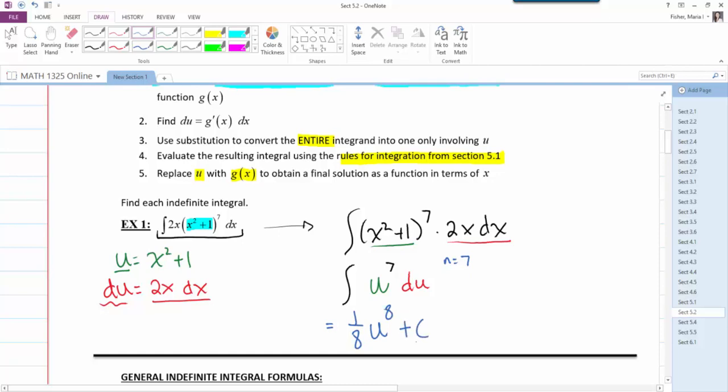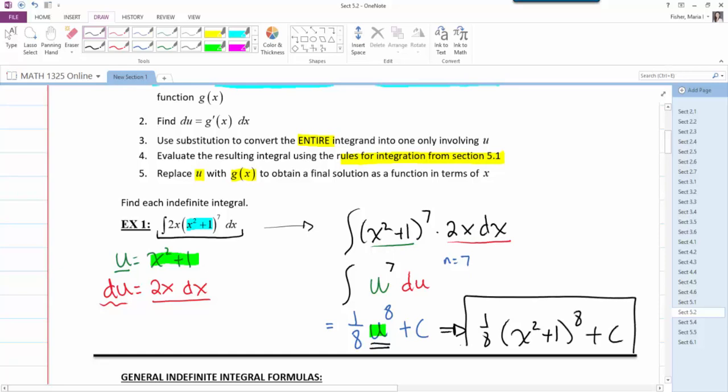Finally, step 5 says, now replace u with whatever it was in terms of x. Well, for us, remember, u was equal to x squared plus 1. So my last and final step is to, instead of writing u, write x squared plus 1. So the answer for the integral of 2x times x squared plus 1 to the 7th dx is 1/8 x squared plus 1 to the 8th plus c.